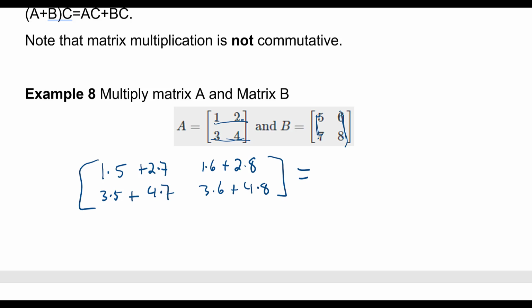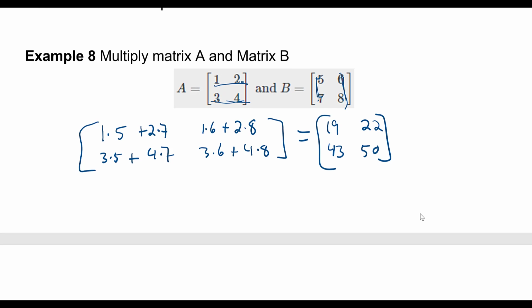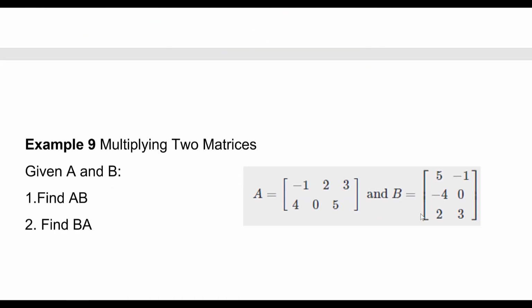So 1 times 5 is 5. 5 plus 14 is 19. 1 times 6 is 6, plus 2 times 8 is 16. So 6 and 16 is 22. 3 times 5 is 15, plus 4 times 7 is 28. So we get 43. 3 times 6 is 18, plus 4 times 8 is 32, so we get 50. And there we go. Now we'll try another one that is not 2 square matrices.